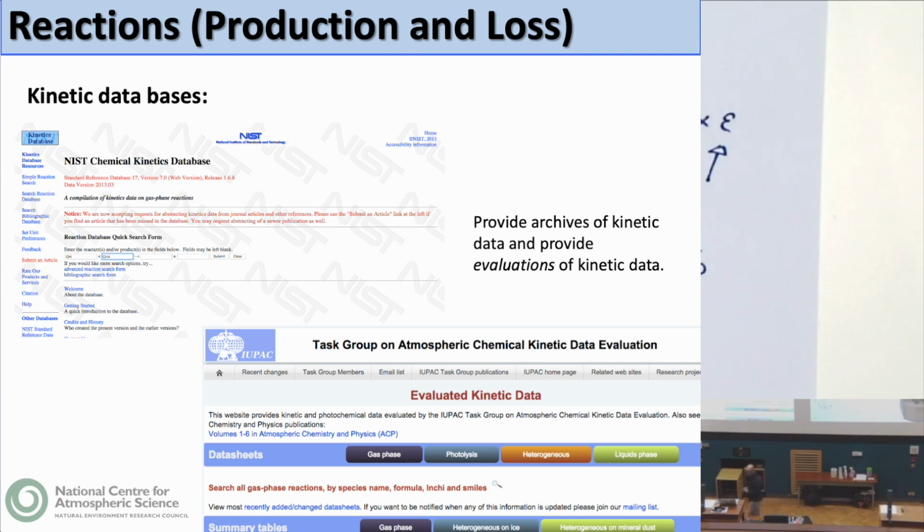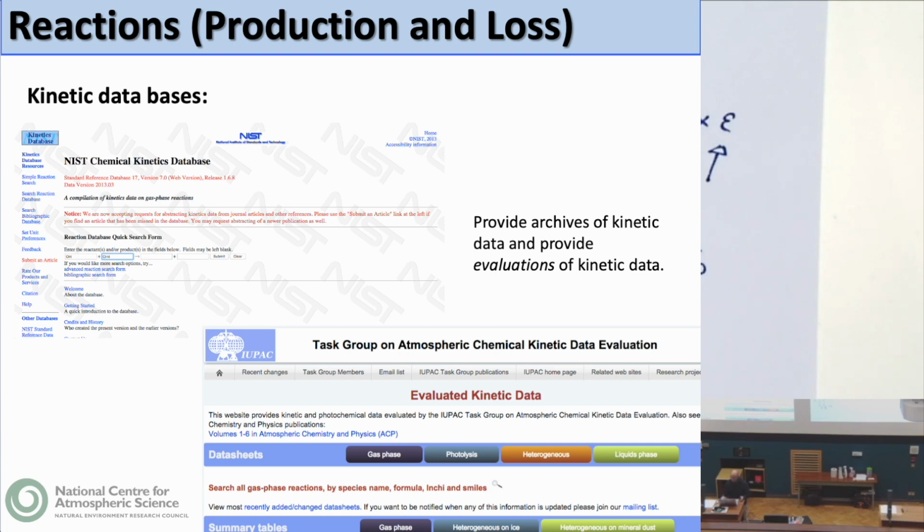Similarly, the National Institute of Standards and Technology in the US has another database that you can actually just search to find out rate constants for reactions. Their database doesn't have any evaluation, so they don't have old white men going around saying, yeah, I liked yours. Yeah, yours was really good. I think yours was good. But it does provide a great way of finding some kinetic data.